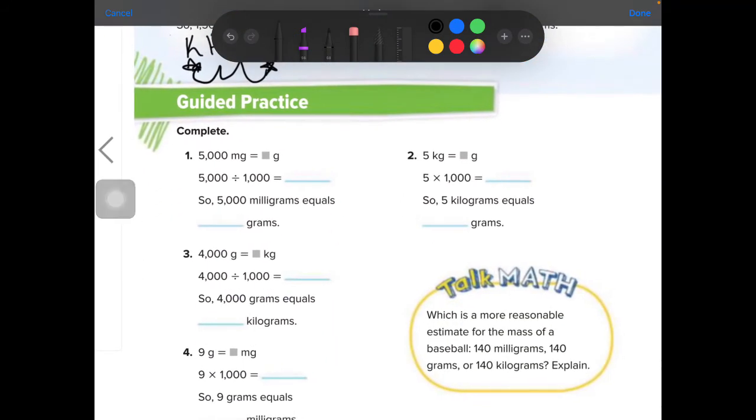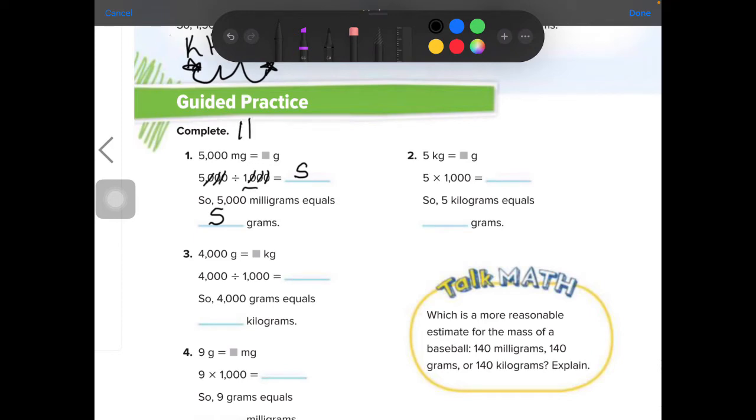All right, guided practice. Here we go. We're going to do 5,000 milligrams equals blank grams. And we know that 1,000 milligrams equals a gram. So that's why we're dividing by 1,000. So easy with the rule of zeros, you can just take those zeros off. So 5 divided by 1 is 5. So 5,000 milligrams equals 5 grams. So I guess in that instance, using the division, the conversion would be easier.